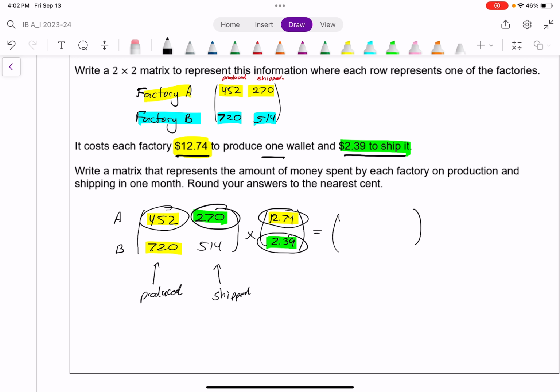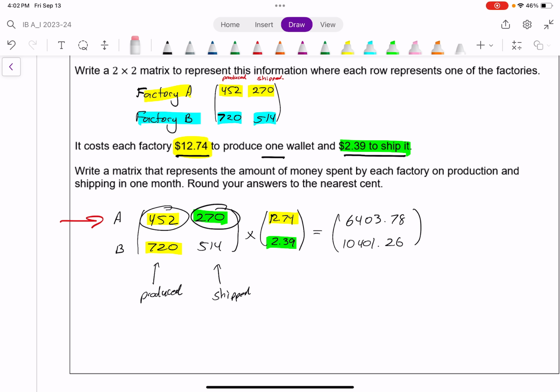However, I could also just use my GDC. Either way, whether you use your GDC or do it manually, you should get 6,403.78. And that's for factory A. So for factory A, they spent a total of $6,400 and change producing and shipping these wallets. And then for factory B, same idea. I could go this times this, plus this times this, or I could just use my GDC, and I get 10,401.26.